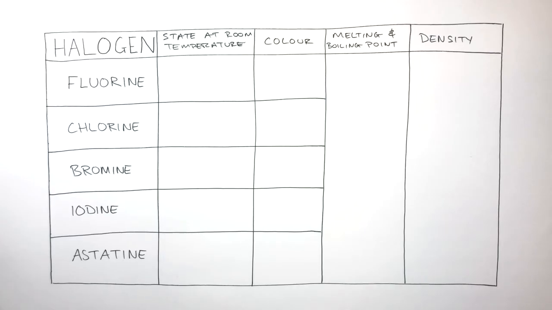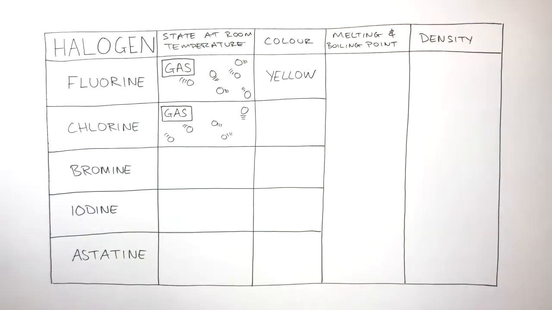We're now going to look at the physical properties of the halogens in more detail. In this table, we're going to compare the state, color, melting and boiling point, and density of the 5 halogens, from fluorine down to astatine. Fluorine is a gas at room temperature and has a yellow color. Chlorine is also a gas at room temperature, but it has a green color, which is how you tell the difference between chlorine and fluorine.